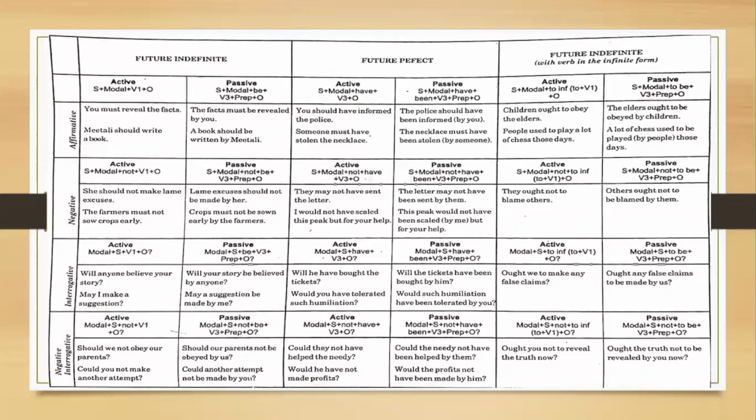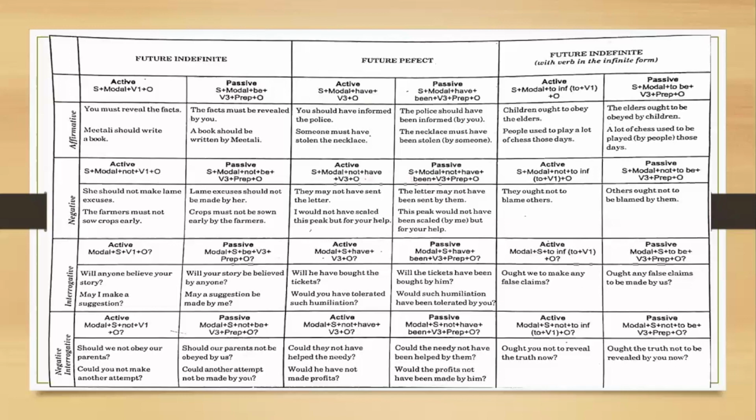Question. May I make a suggestion? I may make a suggestion. A suggestion may be made by me. Yes. So, helping verb will come in front. May a suggestion be made by me? Negative interrogative. Should we not obey our parents? Should our parents not be obeyed by us? Could you not make another attempt? Could another attempt not be made by you?